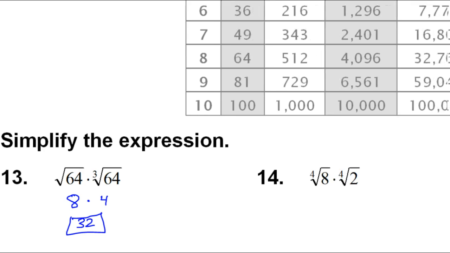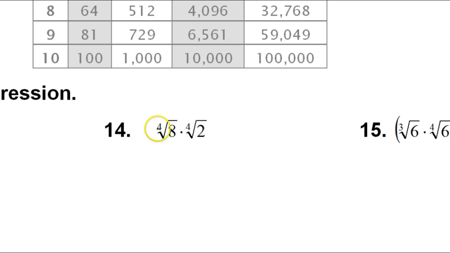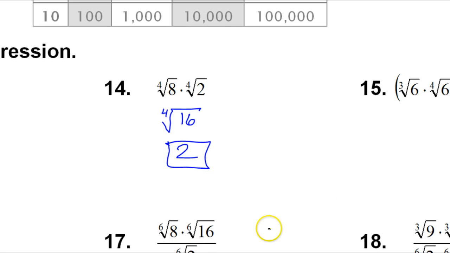Okay, number 14. Now look, these roots are the same. If the roots are the same, I can go ahead and multiply these. So I'm going to get the fourth root of 16. The fourth root of 16 is 2. I've memorized that by now, but maybe you haven't. So fourth root of 16 is 2. That's where I'm getting that from.